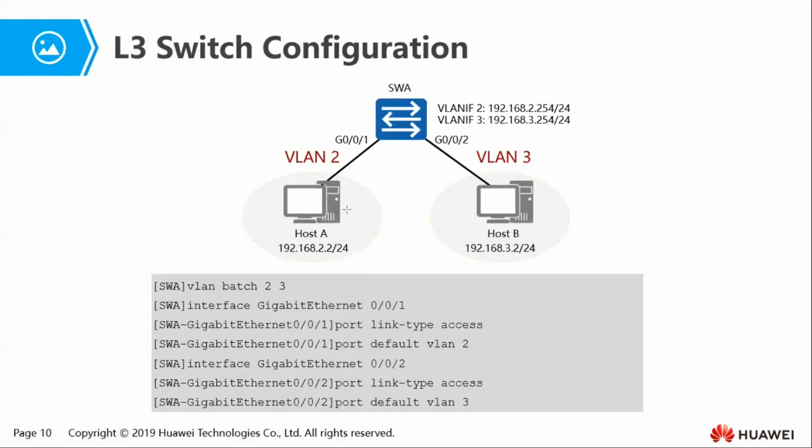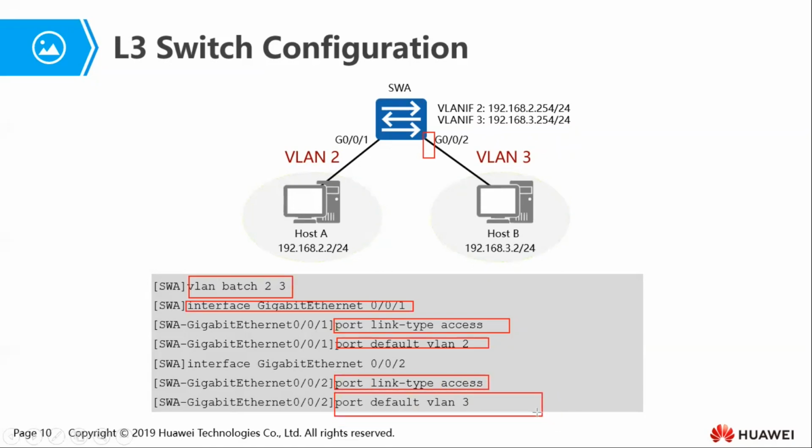So we want to configure VLAN ifs on switch A. First of all, we create the two VLANs using the VLAN batch command. So VLAN batch 2 3. Then after that, we go into a particular interface like gigabit Ethernet 0/0/1. We change the link type to access. We add it to VLAN 2. Again, we go to interface G0/0/2. We change the link type to access, and we add it to VLAN 3 using the port default VLAN command.